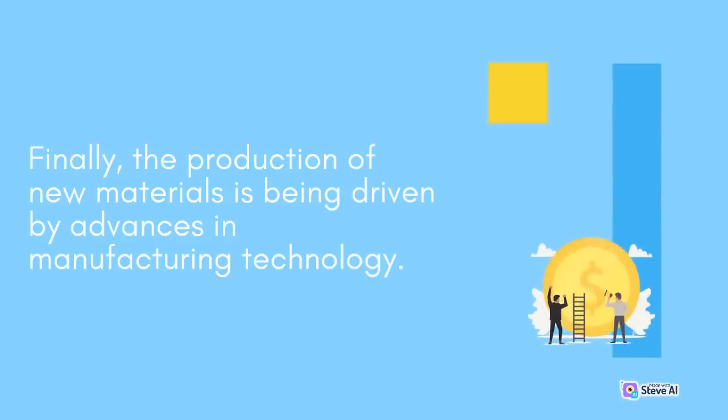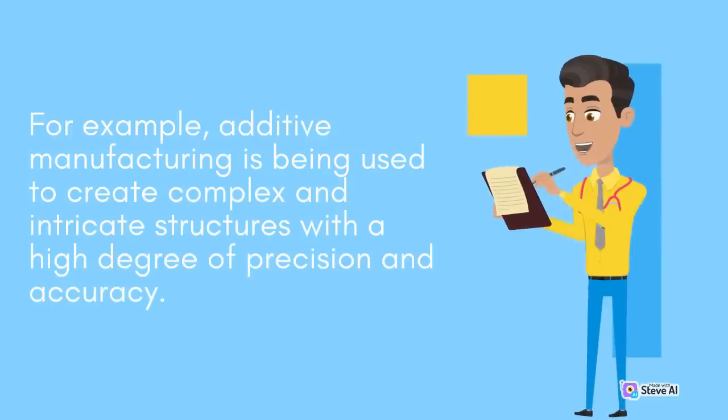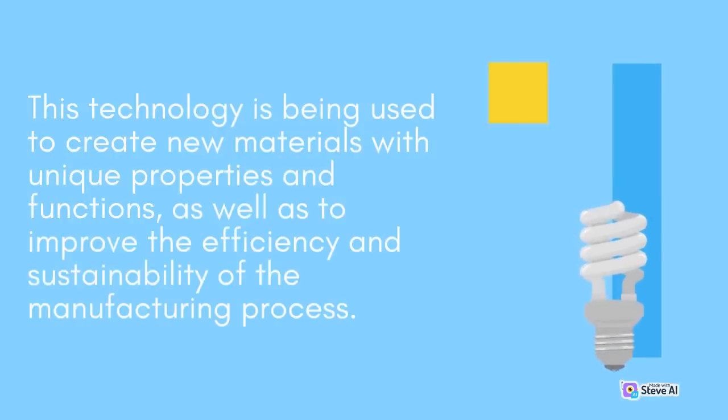Finally, the production of new materials is being driven by advances in manufacturing technology. For example, additive manufacturing is being used to create complex and intricate structures with a high degree of precision and accuracy. This technology is being used to create new materials with unique properties and functions, as well as to improve the efficiency and sustainability of the manufacturing process.